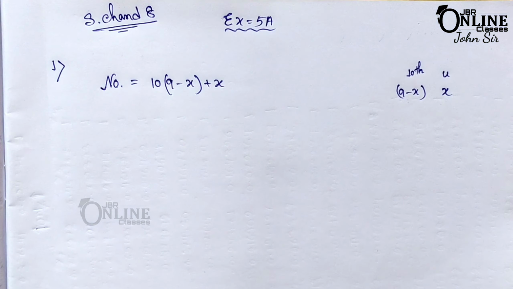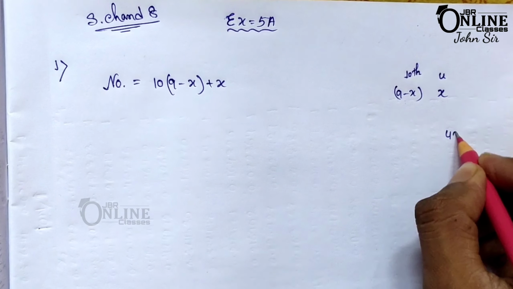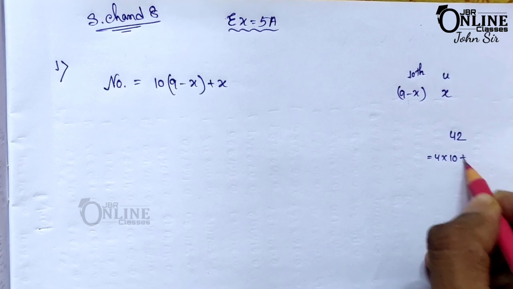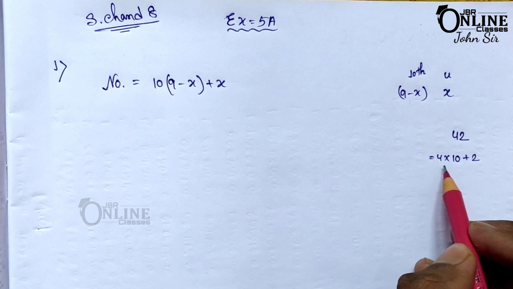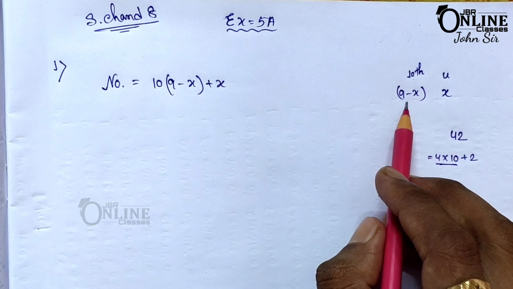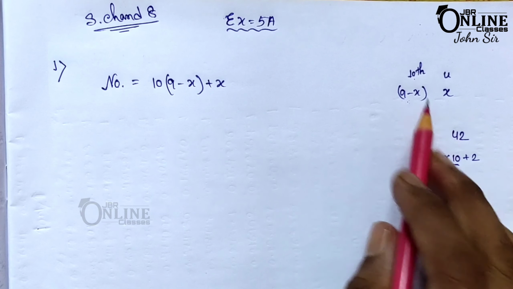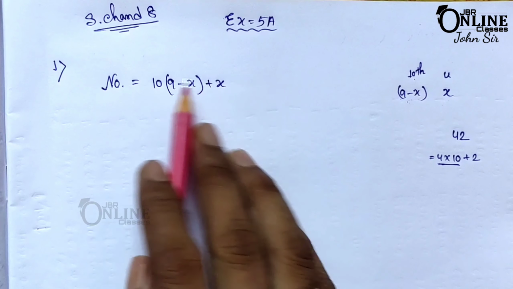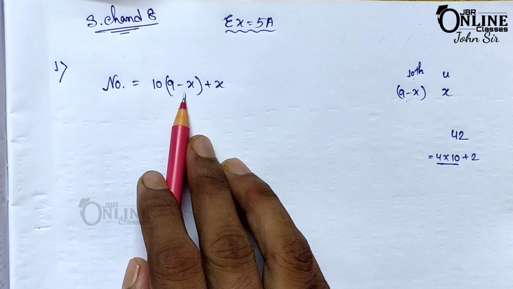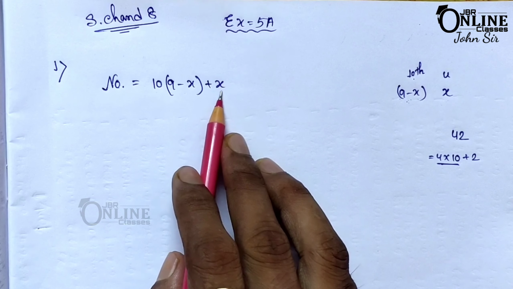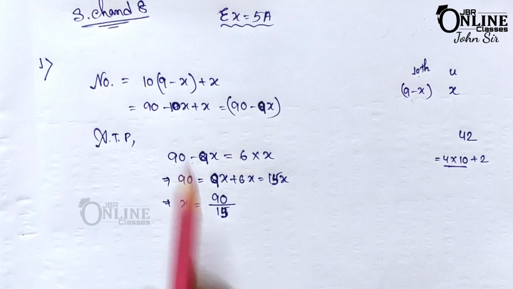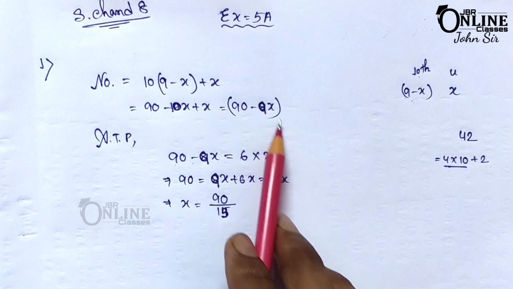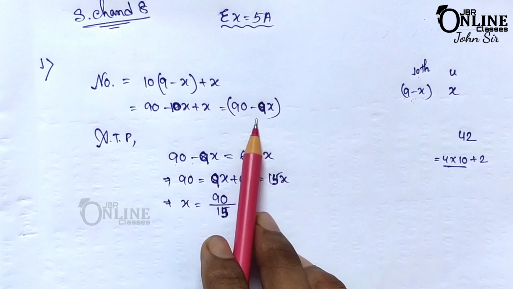Why this? Because as you know, suppose 42 is a number. The construction of this number will be 4 into 10 plus 2. That means every time we multiply 10 with the 10th place digit. So here the digit in the 10th place is 9 minus x. So that's why I multiply 10 with the 10th place digit plus the unit place digit. So now 90 minus 10x plus x, that equals 90 minus 9x. So 90 minus 9x is the two-digit number.